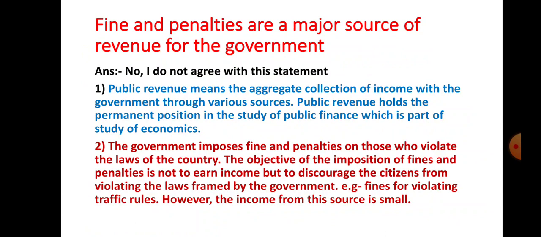Public revenue means the aggregate collection of income with the government through various sources. Public revenue holds a permanent position in the study of public finance, which is a part of the study of economics. The government imposes fines and penalties on those who violate the laws of the country. The objective of imposing fines and penalties is not to earn income but to discourage citizens from violating the laws framed by the government. For example, fines for violating traffic rules. However, the income from this source is small.